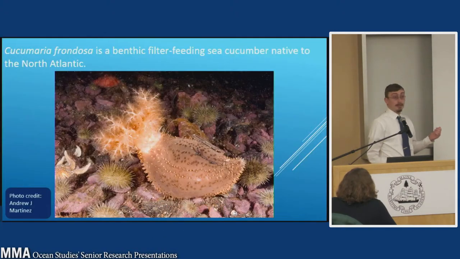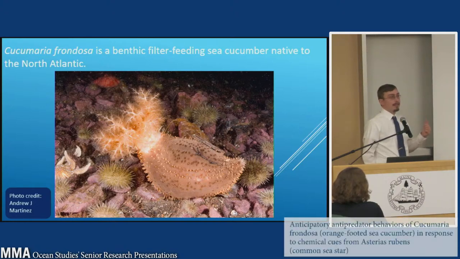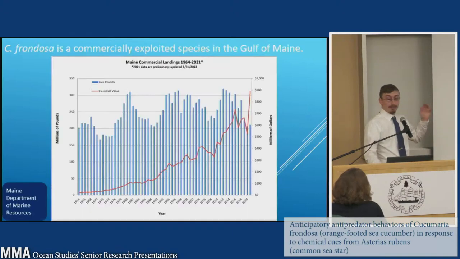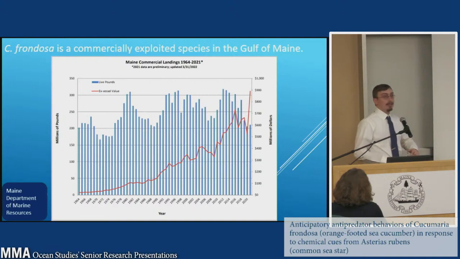So, this is Cucumaria frondosa. It is a species of benthic filter-feeding sea cucumber that's native to the North Atlantic, including here in the Gulf of Maine. They're not very impressive. They are the target of an active fishery here in the Gulf of Maine. It's small, but it is still active.